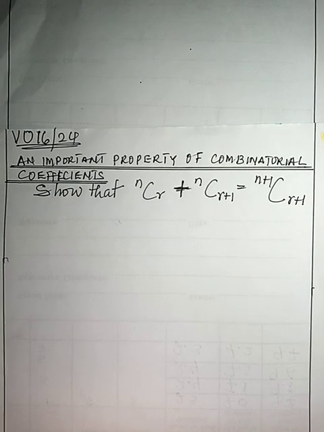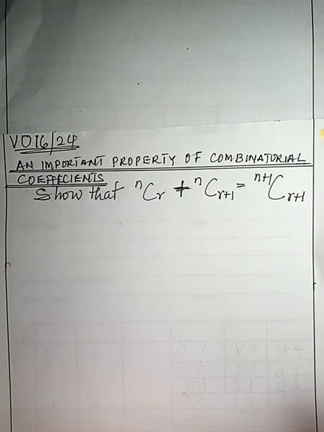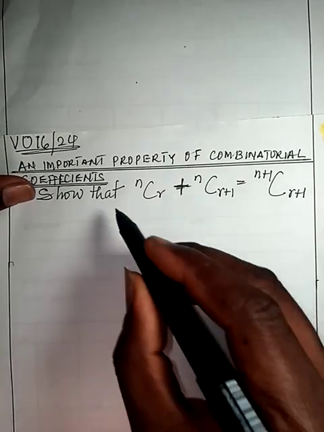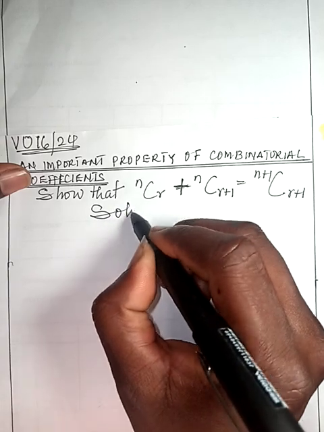We want to prove this important property of combinatorial coefficient: N combination R plus N combination R plus 1 is equal to N plus 1 combination R plus 1. This is like saying 5 combination 2 plus 5 combination 3 is equal to 6 combination 3. So let's get into the proof. Solution.